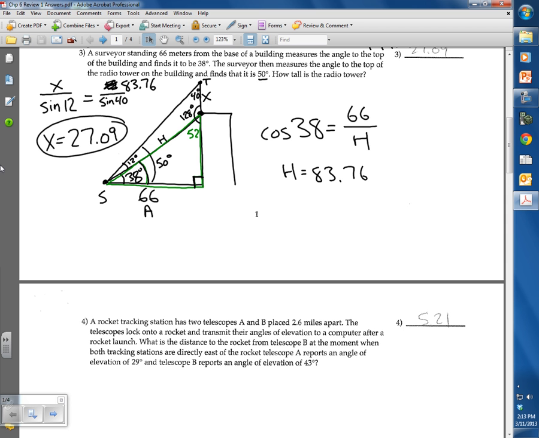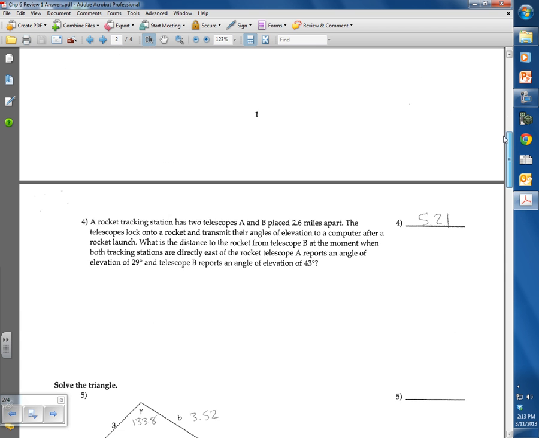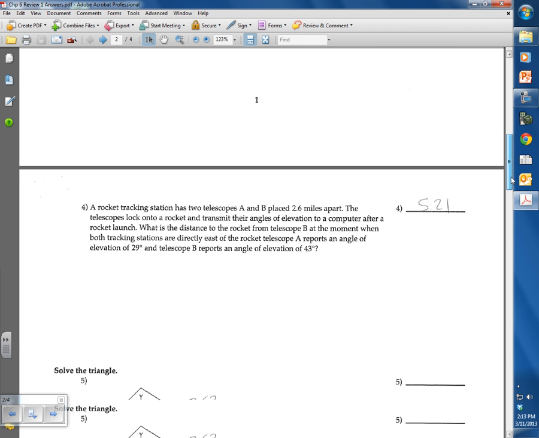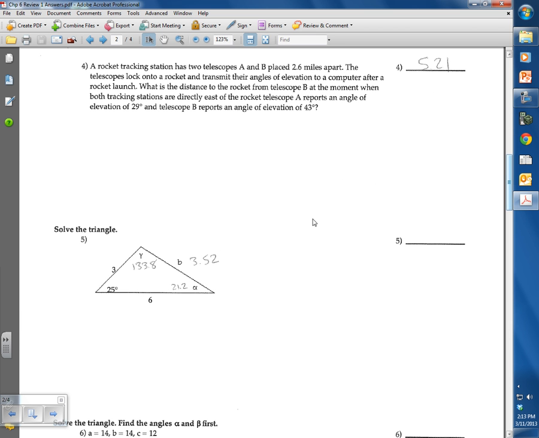Let's go talk about a rocket tracking station with 2 telescopes on the next page. Alright, so we have a rocket tracking station that has two telescopes, A and B. We'll put them in here. A and B. And these two telescopes are 2.6 miles apart.